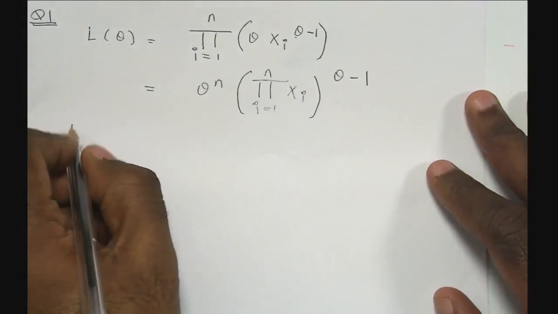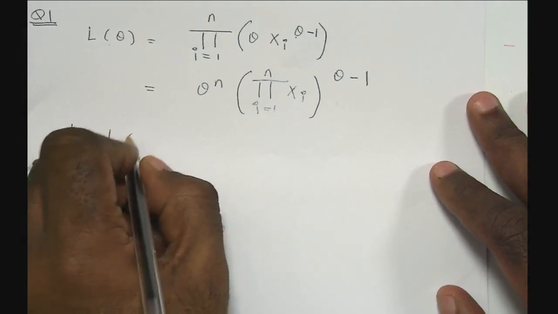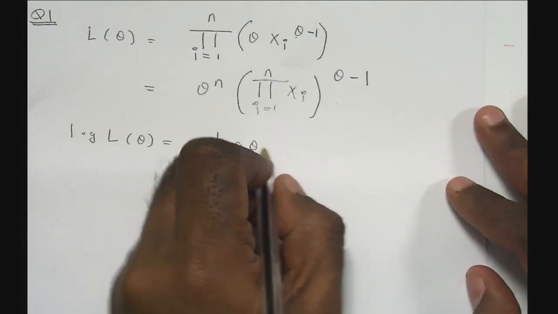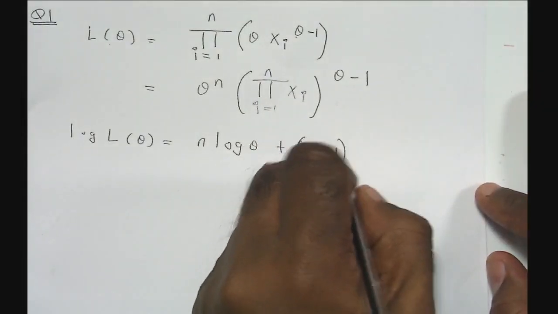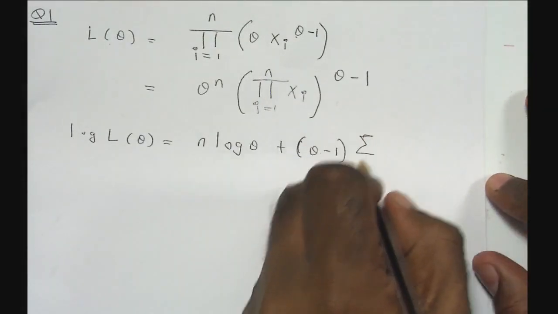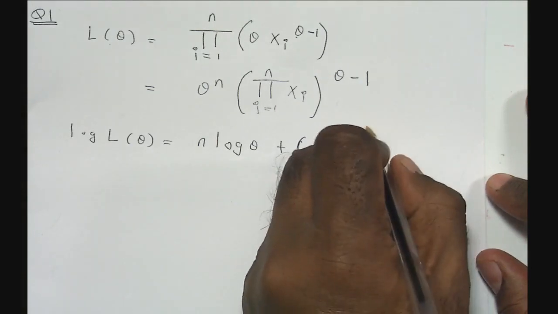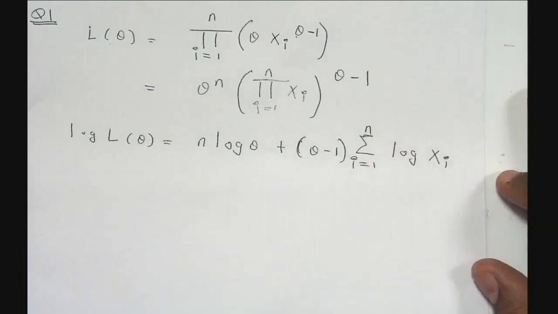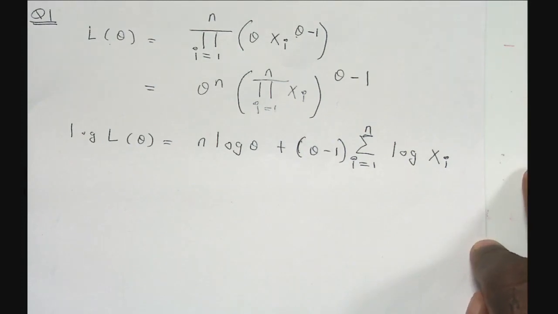The next step is to take the log of the likelihood, which is n log of theta plus log of this term is theta minus 1 times the sum of the log of xi's.